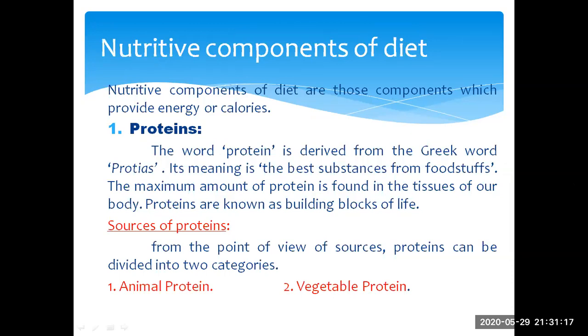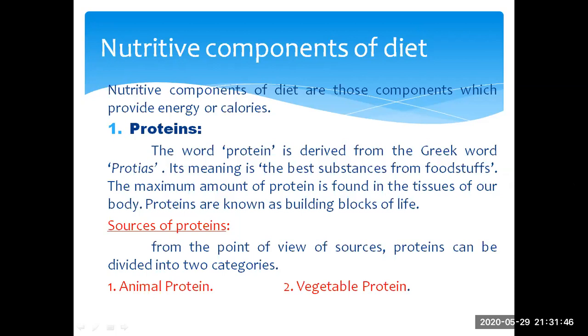Number one, protein. The word protein is derived from the Greek word proteios, its meaning, the best substance of the foodstuff. The maximum amount of protein is found in the tissue of our body. So the maximum amount of protein is found in our body cells or body tissue. Proteins are known as the building blocks of life.